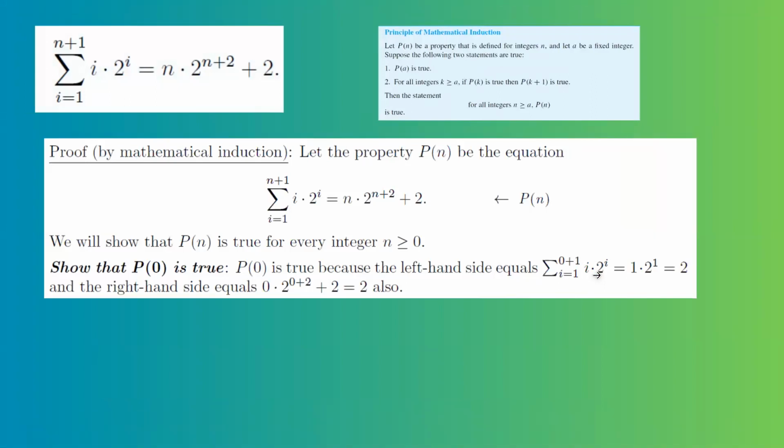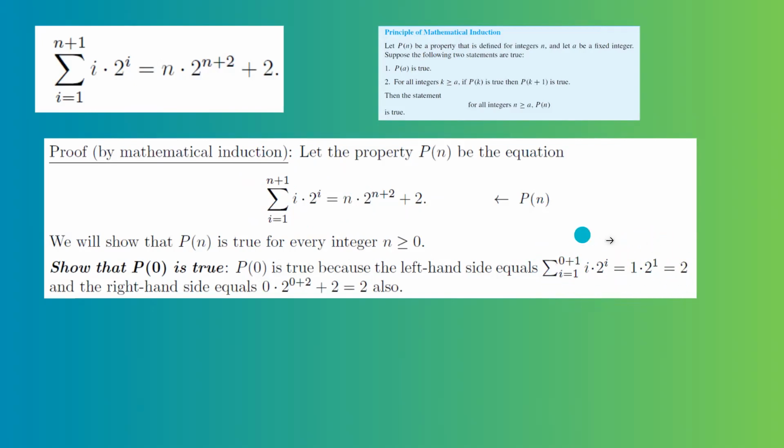So let's see. We're going to start by plugging in the smallest value from the domain. Since n is greater than or equal to 0, we're going to plug in 0. For 0 on the left-hand side, the summation becomes i from 1 to 0 plus 1, which is 1, of i times 2 to the power i. This is basically plugging in 1 for i, because i starts from 1 and stops at 1. So wherever you see i, you substitute 1. You get 1 times 2 to the power 1, which is 2.